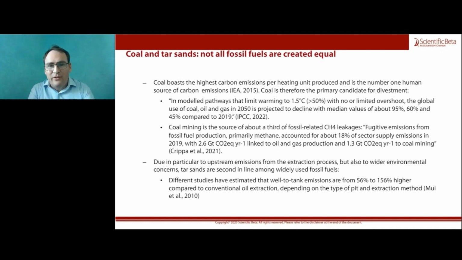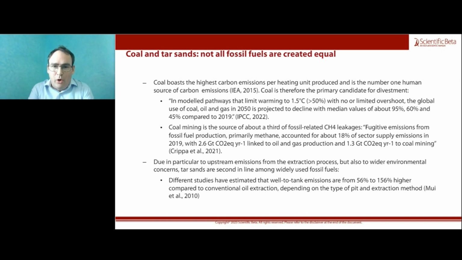But perhaps a little bit less known, coal is also the source of a third of methane leakages linked to fossil fuel production. So it's not only about the CO2 when it comes to fossil fuels, there are also a lot of methane leakages linked to the production of fossil fuels, which represent about 20% of the total greenhouse gas contribution from fossil fuels. And a third of that comes not from, let's say, leaking pipelines, but from coal production. So coal is also a large source of methane leakages.